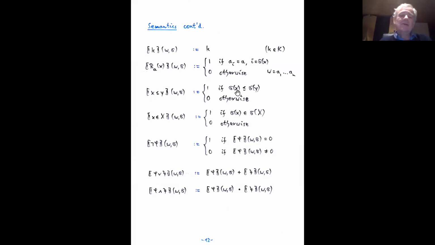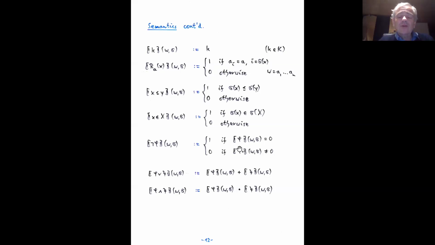So if sigma of X is smaller than or equal to sigma of Y, then it's 1, otherwise 0. For an array of X, similarly, if at the position assigned to X we have an A, that is, if I assign position I to X, then the ith letter a_i should be equal to A, then it's true and the value is 1, and otherwise 0. For X in capital X, similarly, if the position assigned to X is in the set of positions assigned to capital X.